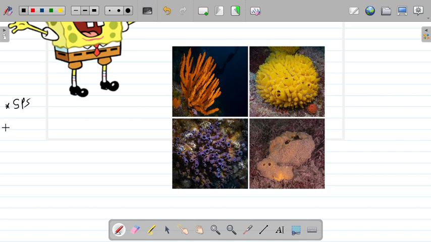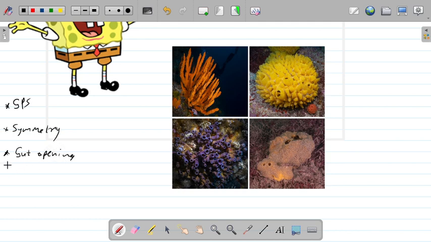And then the symmetry. Remember, we did symmetry in the previous lesson. Then, what else are we going to be looking at? We're going to be looking at the gut opening. Do they have a gut opening or not?